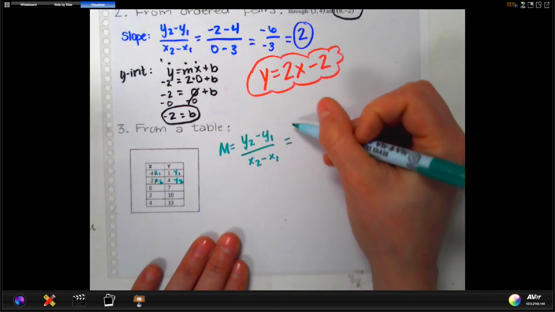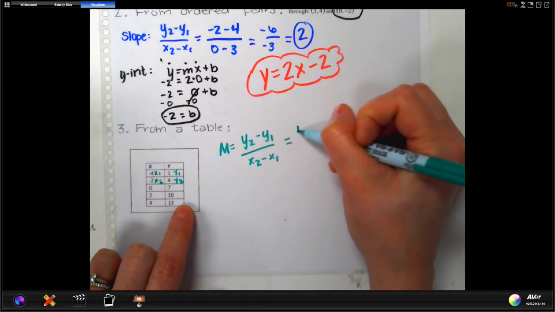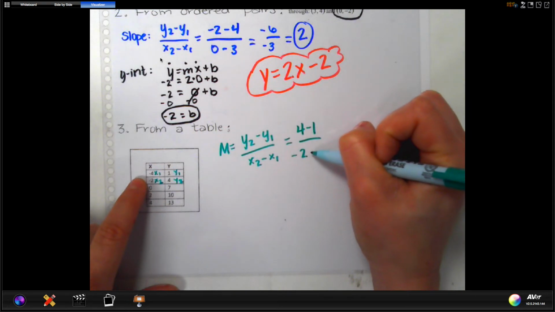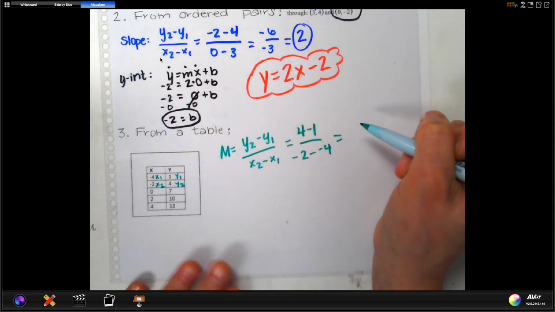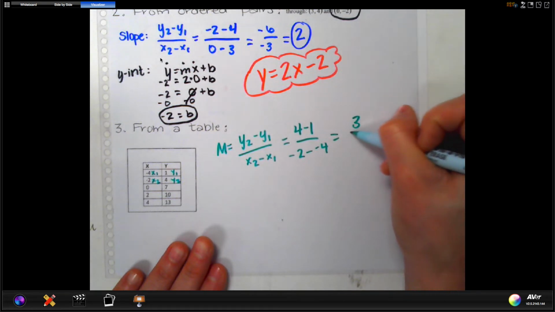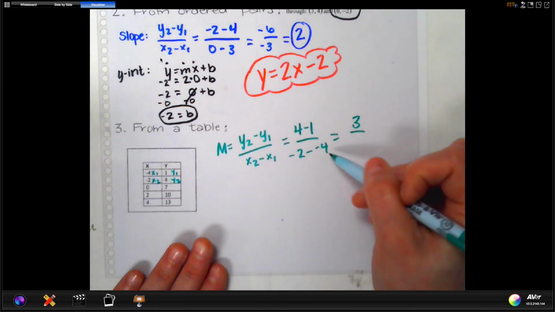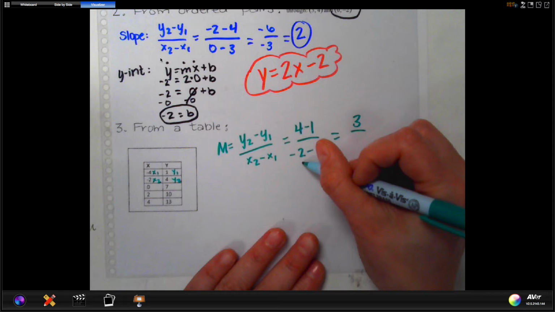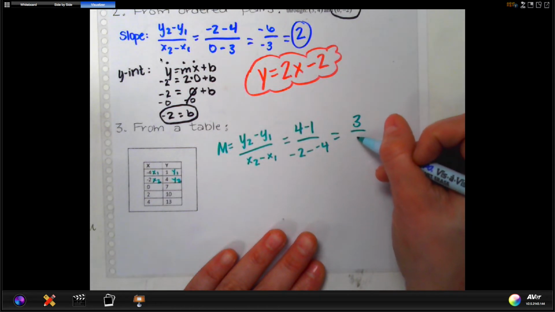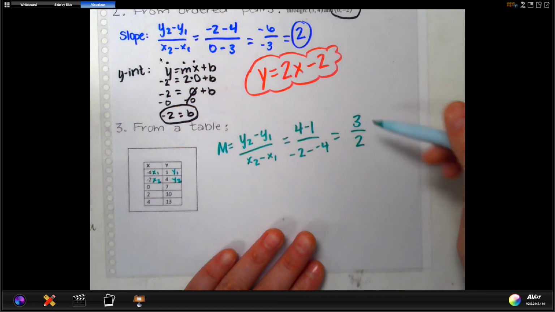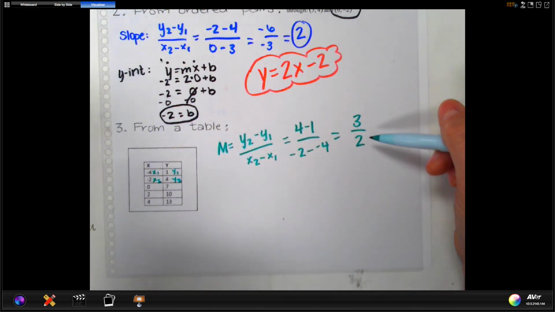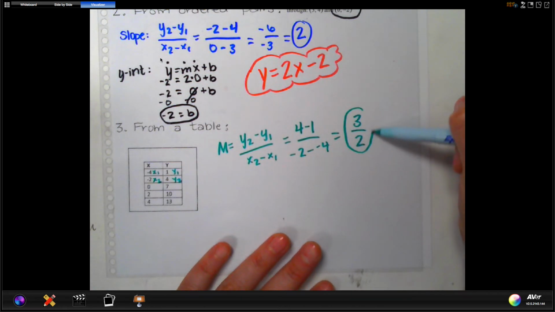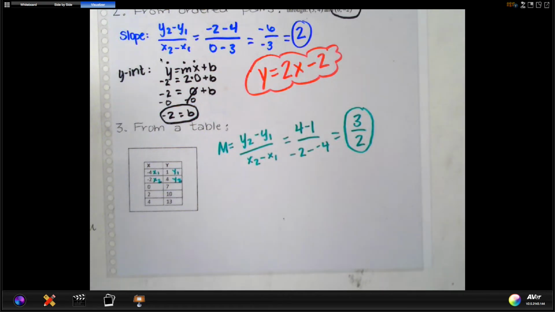So y2 minus y1 would be 4 minus 1 on the top. x2 minus x1 would be negative 2 minus negative 4 on the bottom. And then you simplify. 4 minus 1 is 3. And negative 2 minus negative 4, minus negative really cancels out, making that an add. And so now negative 2 plus 4 is going to end up giving us positive 2 here. And so 3 over 2, you could make that a decimal, but we're going to leave that in an improper fraction, and that's as simple as it would go. And so our slope is 3 over 2.